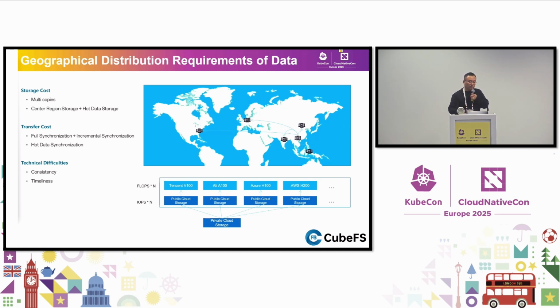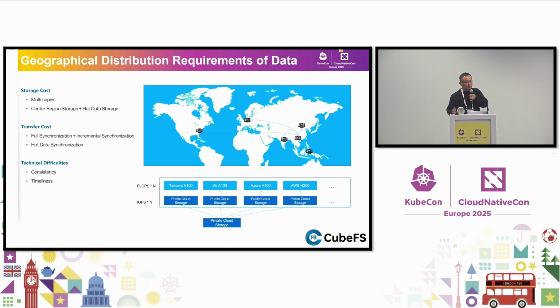First of all, the cost of storage is rather significant. Multiple copies of data in different regions mean extra cost, which will put pressure on the budget. But if there is a central storage and only the whole data is transferred to the different endpoints in different regions, the cost can be reduced significantly. Secondly, we need to consider the transfer cost.